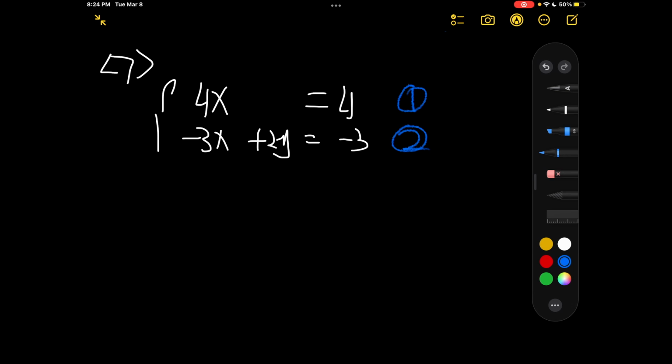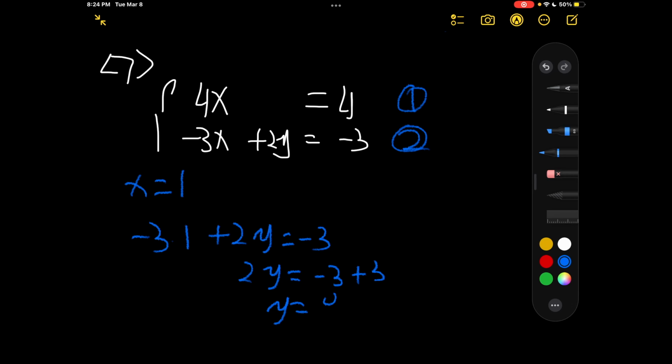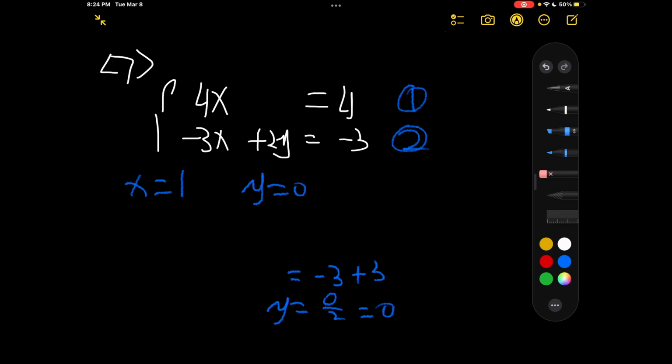The easier way is not a triangular form, so let's do this one first. For 4x equals 4, it means x equals 1, and then substitute. So -3 times x, which is 1, plus 2y equals -3, so 2y equals -3 plus 3, which is 0, and y equals 0 divided by 2, which equals 0. So y equals 0.